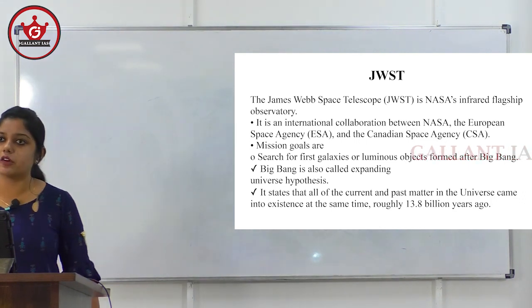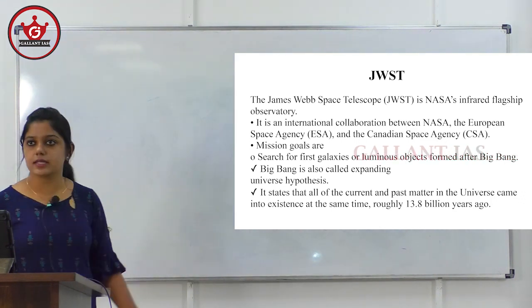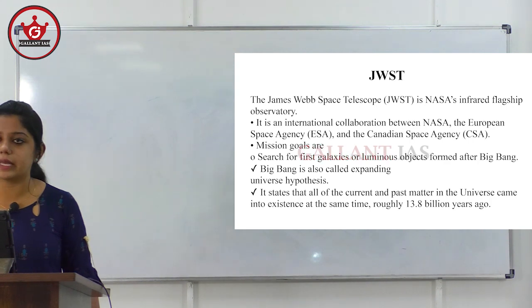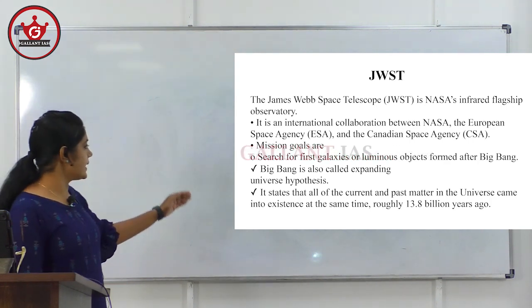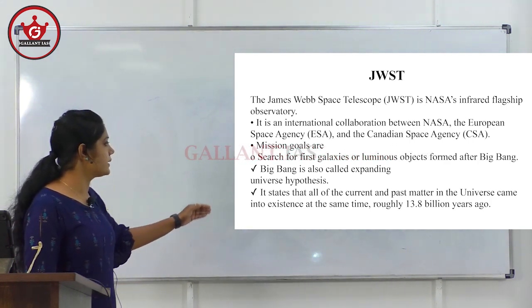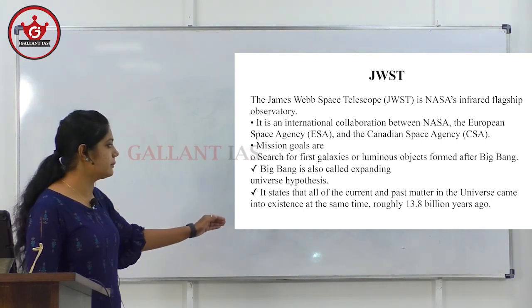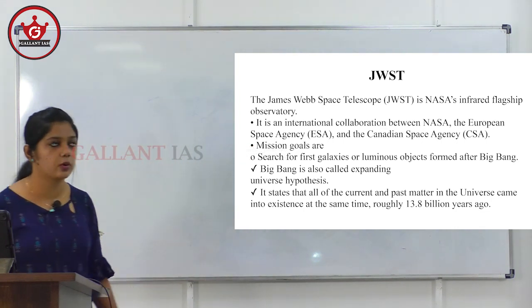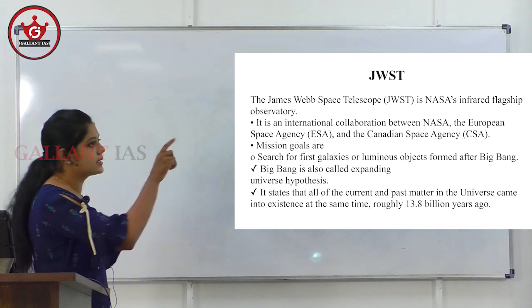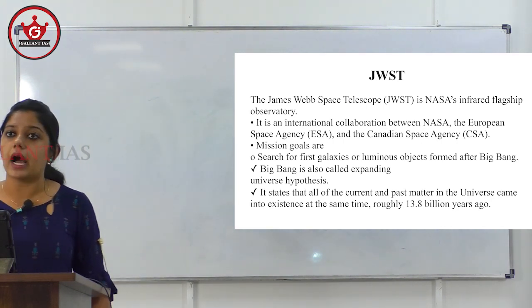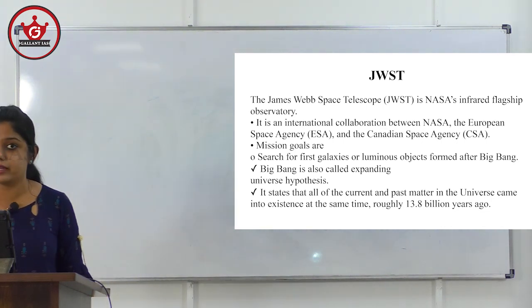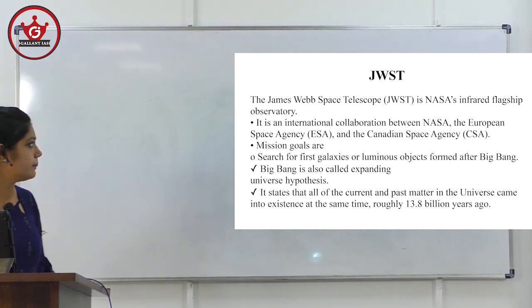And what is another name of the Big Bang? Expanding universe hypothesis. Very important. It states that all the current and past matter in the universe came into existence at the same time, roughly 13.8 billion years ago. So the James Webb Space Telescope is important. Apart from that, the Hubble Space Telescope is also important. Make a note.